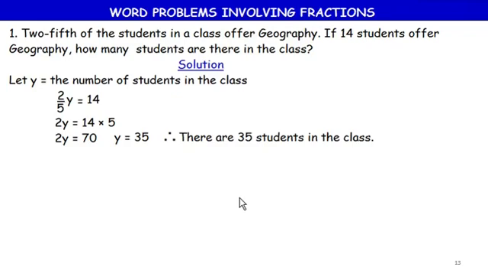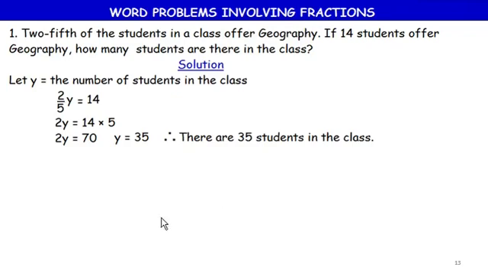You'll be given a statement, but then out of that statement you can derive fractions, and you can analyze the statement, and then you can form some fractions or some mathematical statement out of it. So let's look at some examples over here. 2/5 of the students in a class offer geography. If 14 students offer geography, how many students are there in the class? So we have to solve this question.